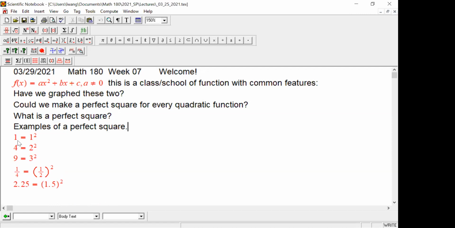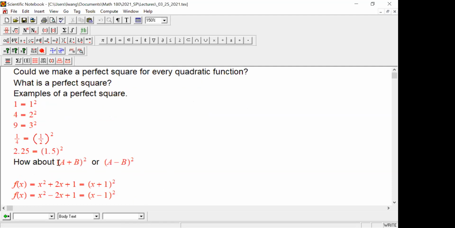But these are just single numbers as perfect squares. How about sums of numbers? How about a sum as a perfect square, or differences as a perfect square? So in generalization, this is a perfect square. These are perfect squares too. True.